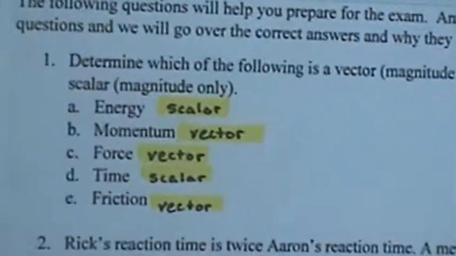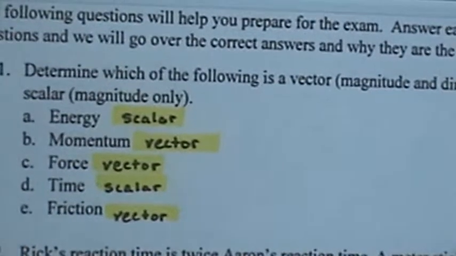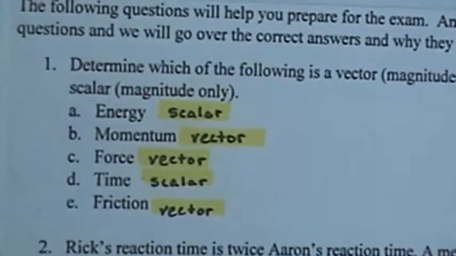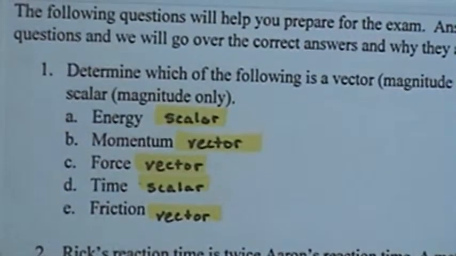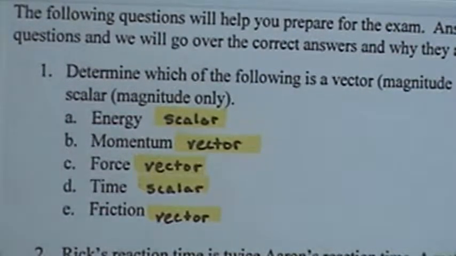Okay, so here we go. You can see what scalars, what vectors are. Again, vectors, remember, would have direction. If it makes sense that it has a direction, it's a vector. If it doesn't make sense, like time, for instance, when you're measuring something in seconds, direction doesn't make sense, it's a scalar.